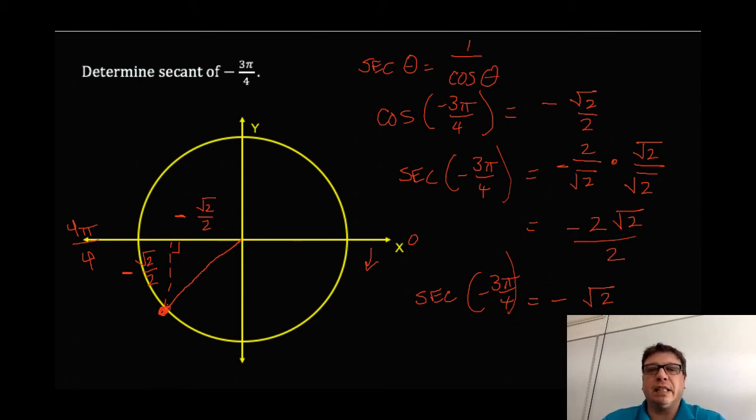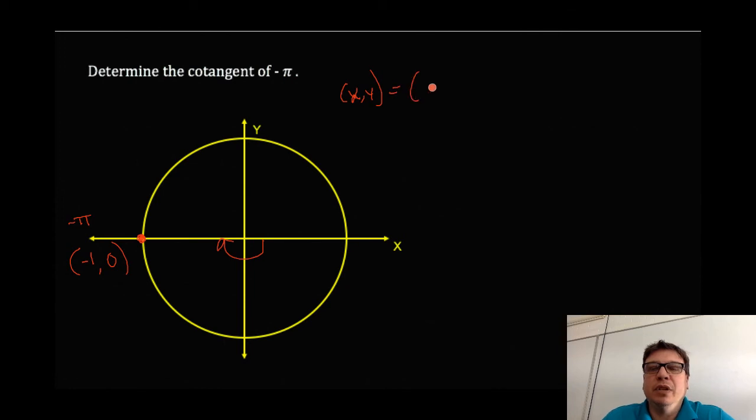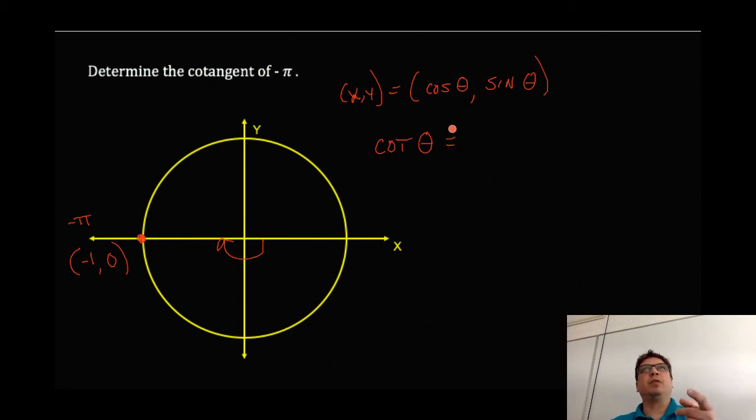All right, moving on to the next one. We're going to figure out the cotangent of negative pi. So negative pi, so we go this way. That's now negative pi. This point is what I need. That point is negative 1, 0. Okay, so remember that for x, y, that's equal to cosine of theta and then sine theta. All right, and we know cotangent of some theta is equal to the reciprocal of tangent.